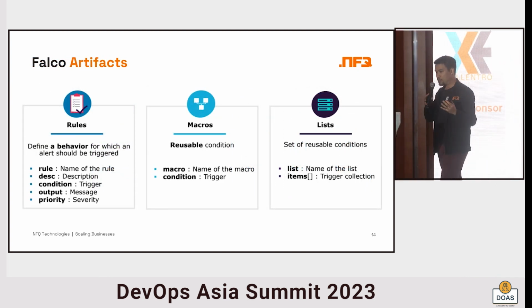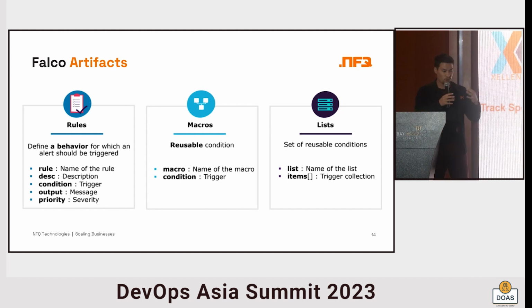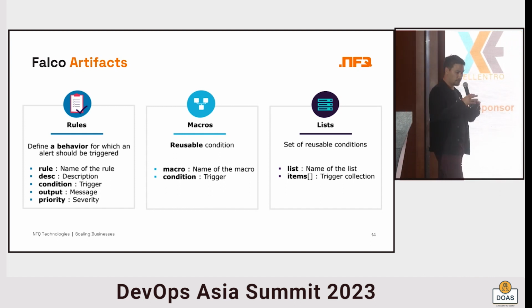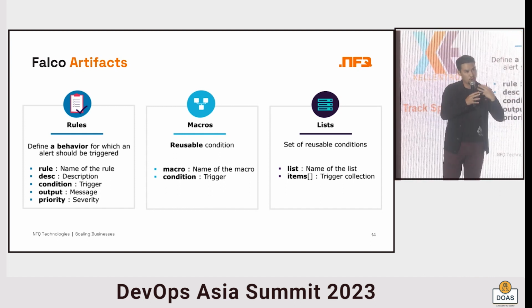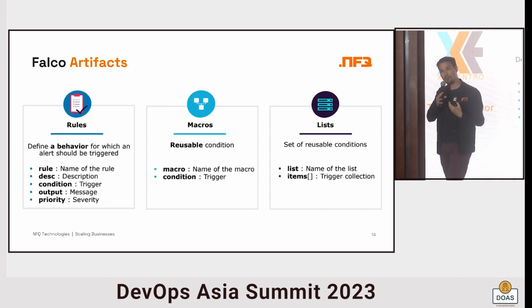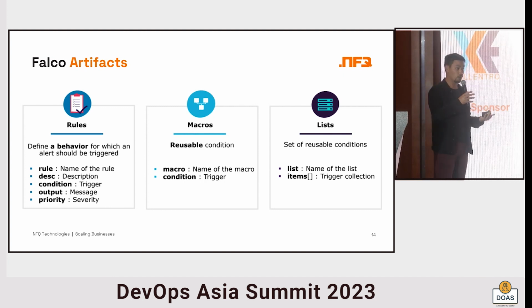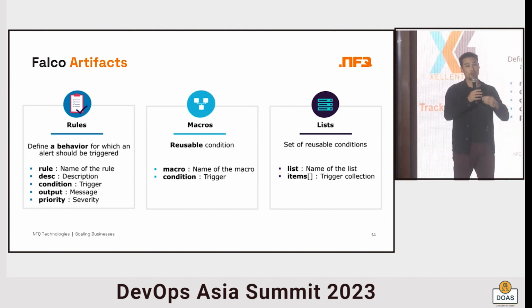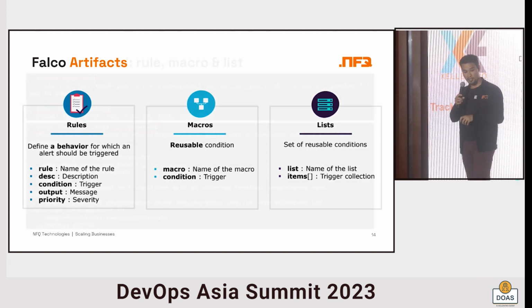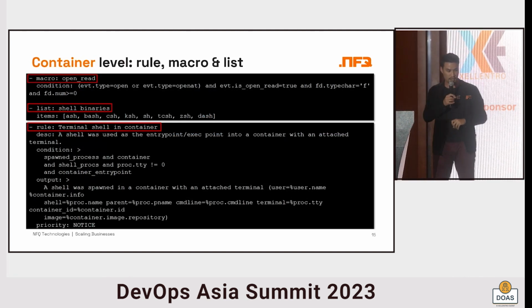In Falco, you have different artifacts, right? Like I mentioned, the rule is really the configuration, the behavior that you will need to implement to benefit from Falco. You also have macros, which are reusable configurations, and you also have a series of lists. I will go into details, so you will see what exactly is happening.